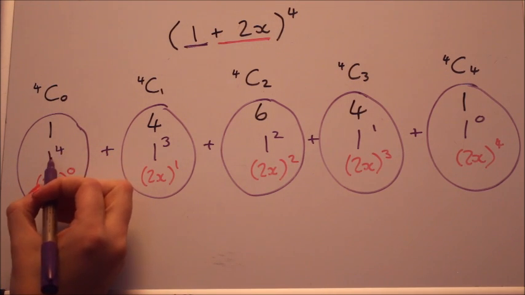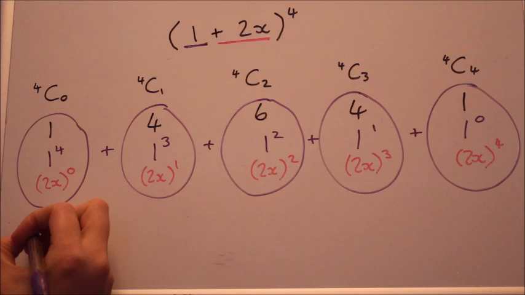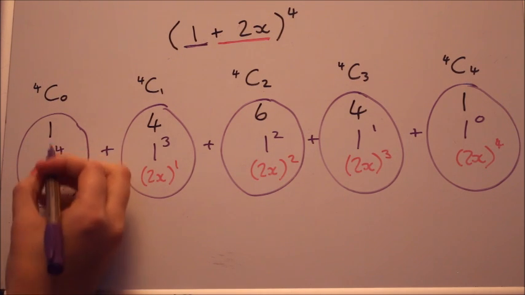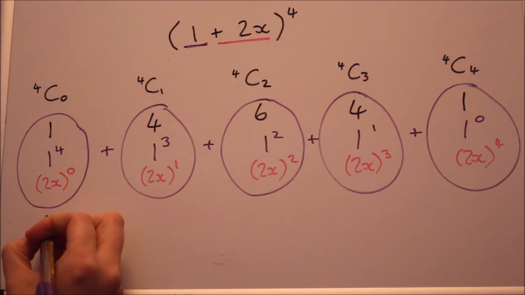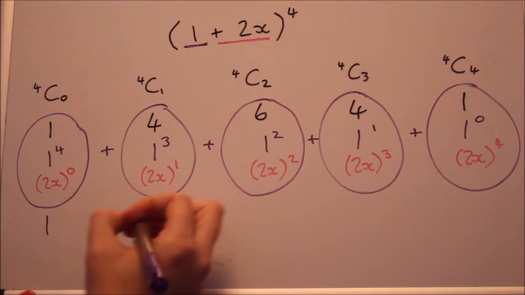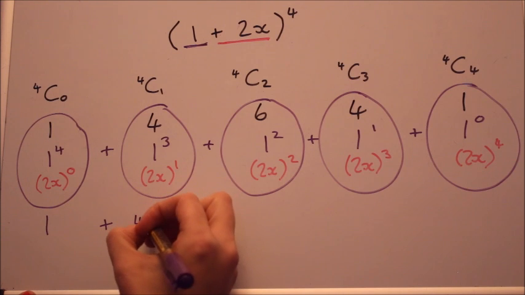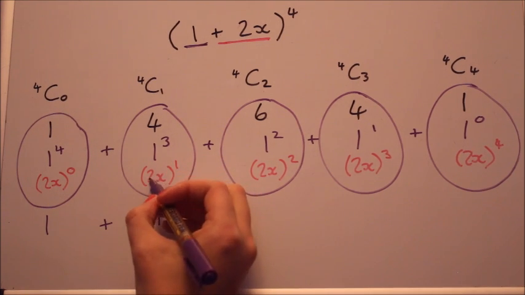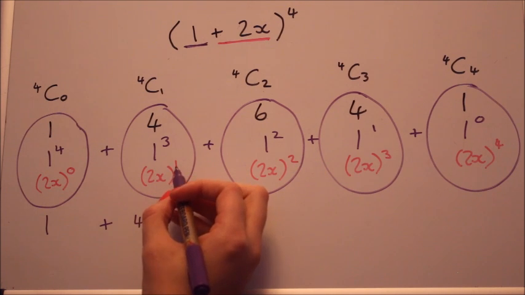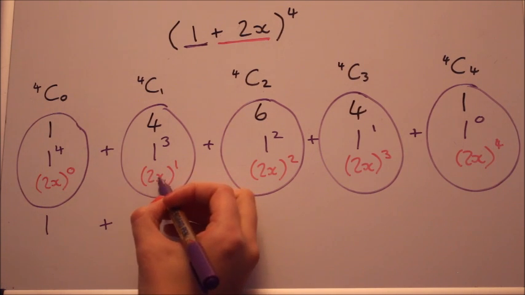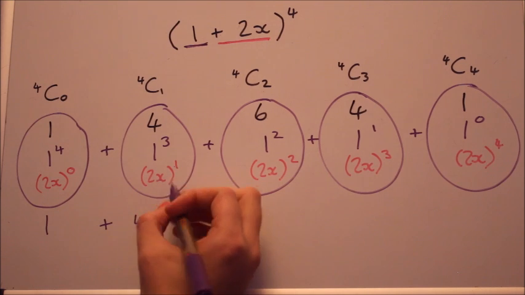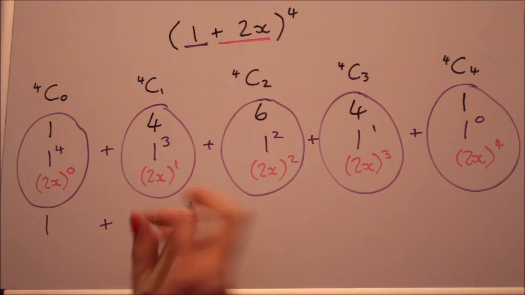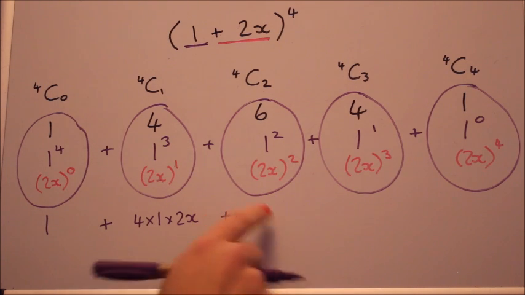1 to the power of 4 is still 1 times 1. And then anything to the power of 0 is also 1. So here we've got 1 times 1 times 1. So we're safe to say that term is 1. Now here we've got 4. We've got 1 to the power of 3, which is 1. And we've got 2 to the power of 1 and x to the power of 1. Don't forget that you need to raise both of these things to the power. So 2 to the power of 1 is 2 and x to the power of 1 is x. We'll come back and simplify that in a minute, but let's move on for now.